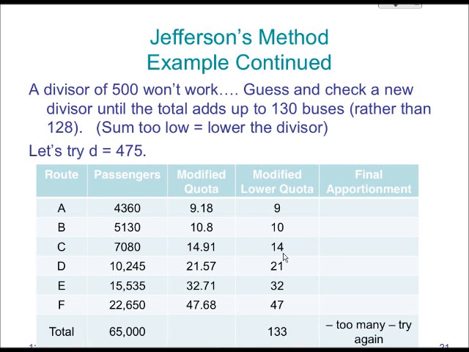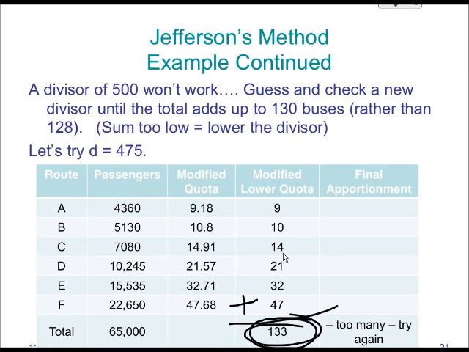So all of our lower quotas now are 9, 10, 14, 21, 32, and 47. Now if we add those up, that's 133 buses. Well, we don't have 133 buses. We only have 130 buses.